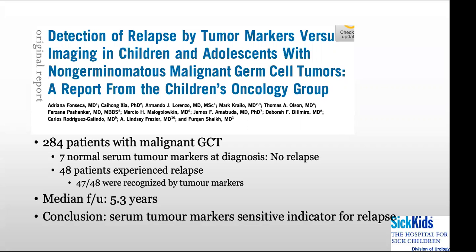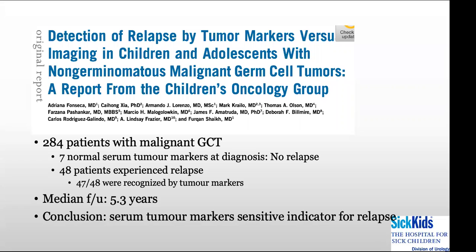7 patients had normal tumor markers at diagnosis, and none of these patients actually experienced a relapse after initial therapy. Of those 284 patients, 48 of them ultimately experienced a relapse. And of these 48 patients, 47 of them were picked up by recurrence of serum tumor markers. The only other patient didn't have serum tumor markers at the time of the imaging, so not really sure if it would have been noticed on tumor markers as well. These patients were followed for a median of 5.3 years.